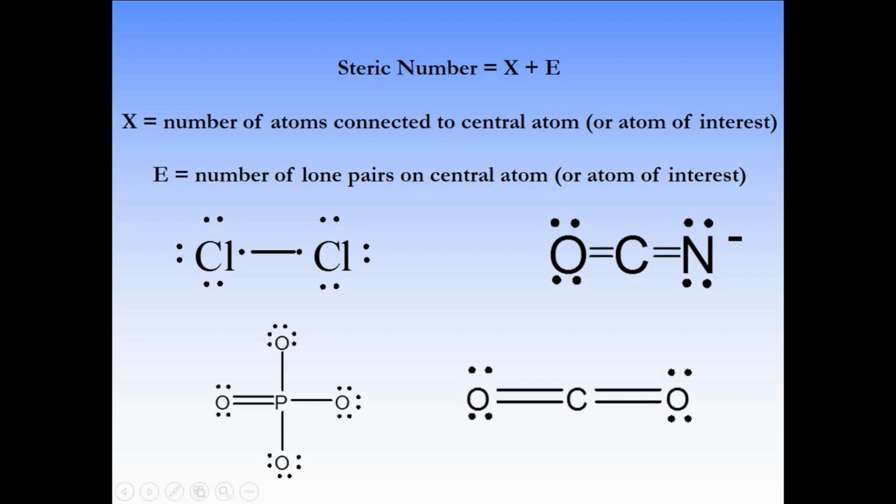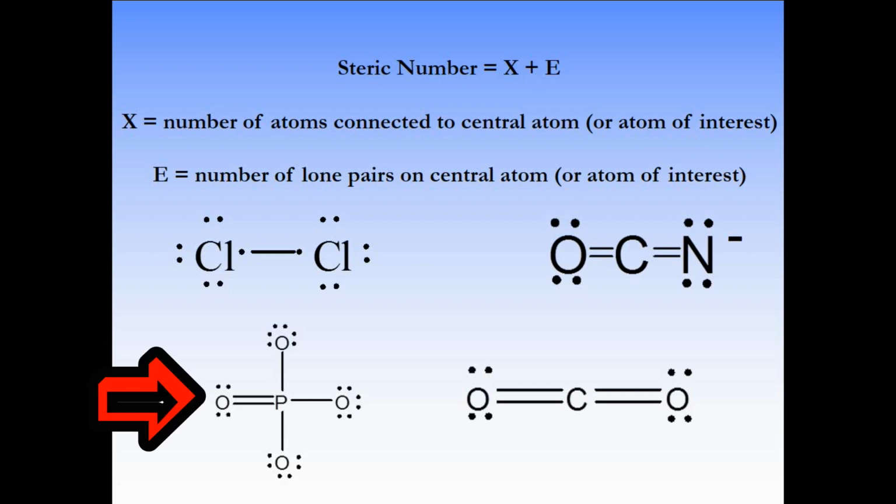Let's go down here to this phosphorus atom in phosphate. In this case, the steric number S is going to be equal to X, the number of atoms connected to our phosphorus, which is 4, plus the number of lone pairs. I see no lone pairs on the phosphorus, so that's going to get a 0. So the steric number of the phosphorus is going to be 4.